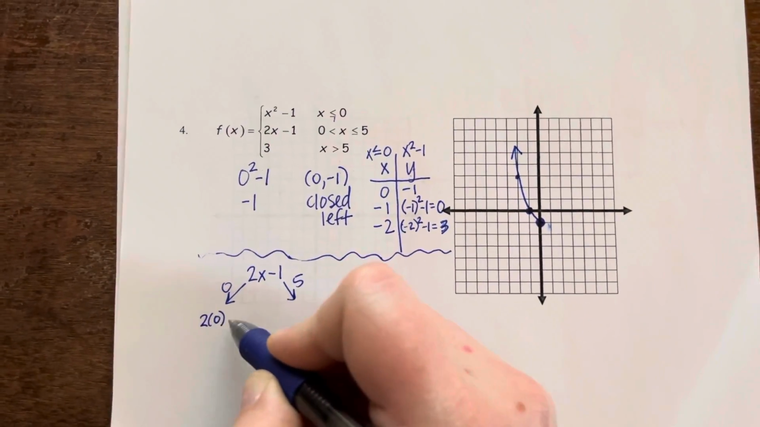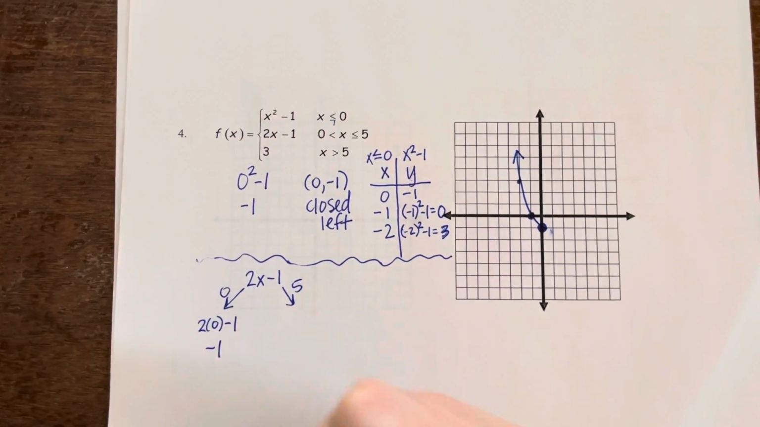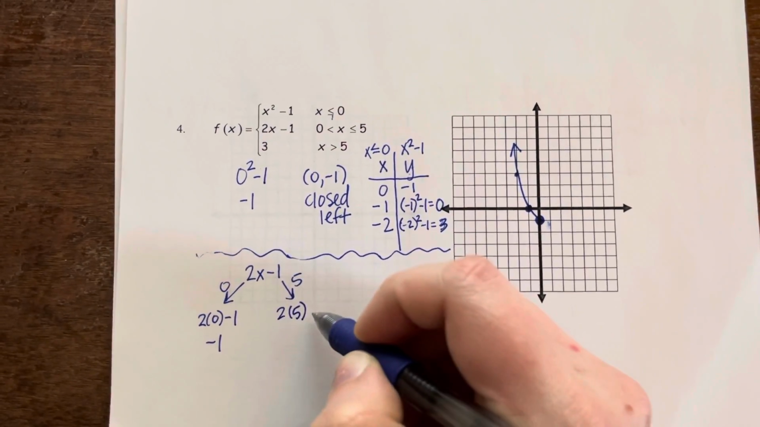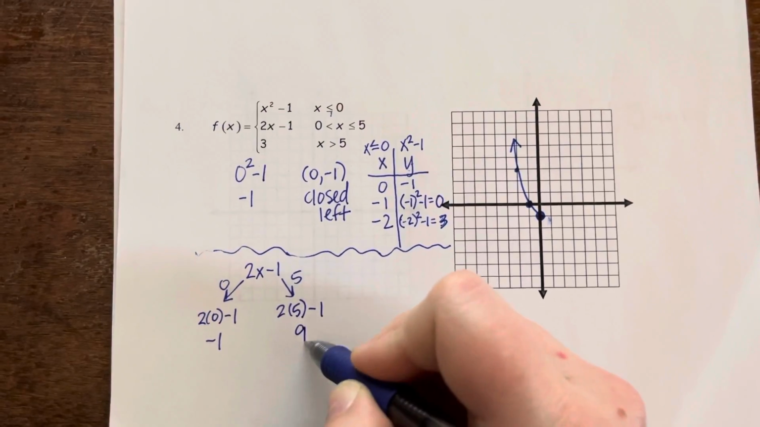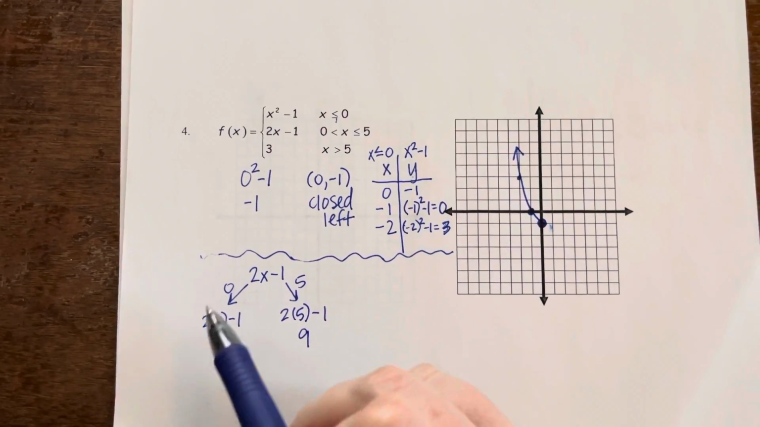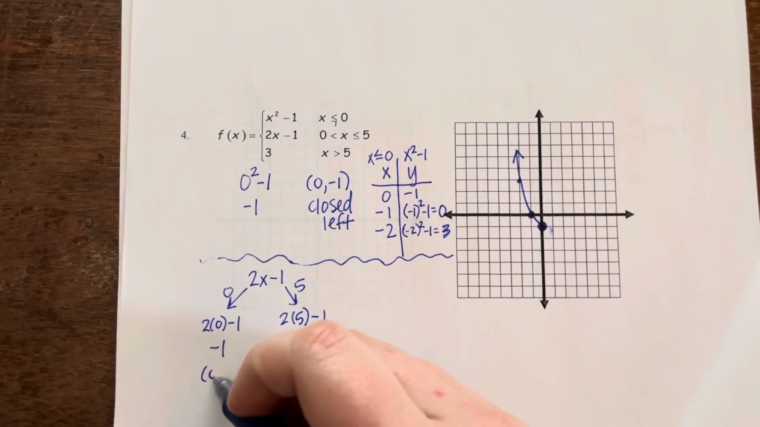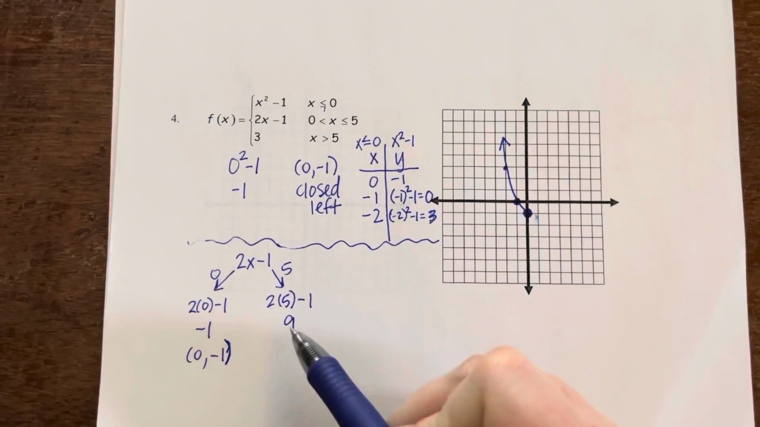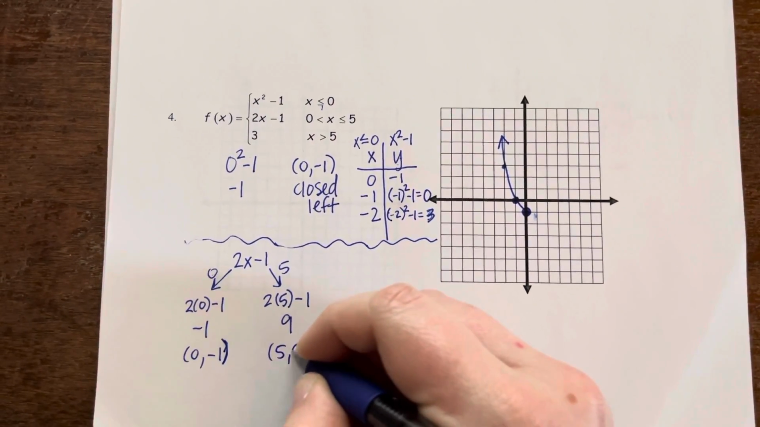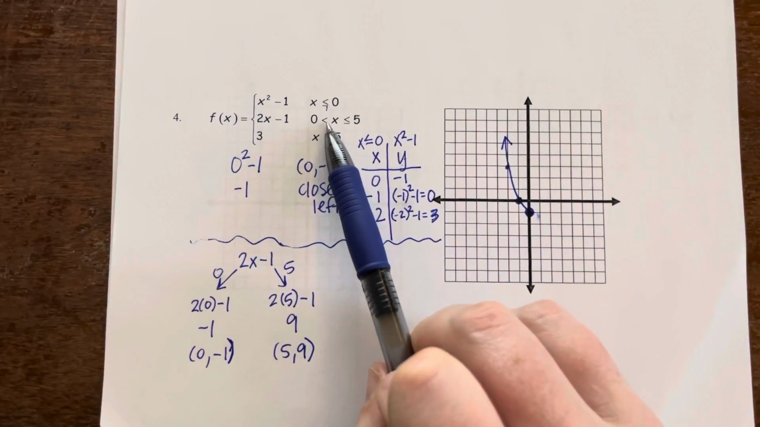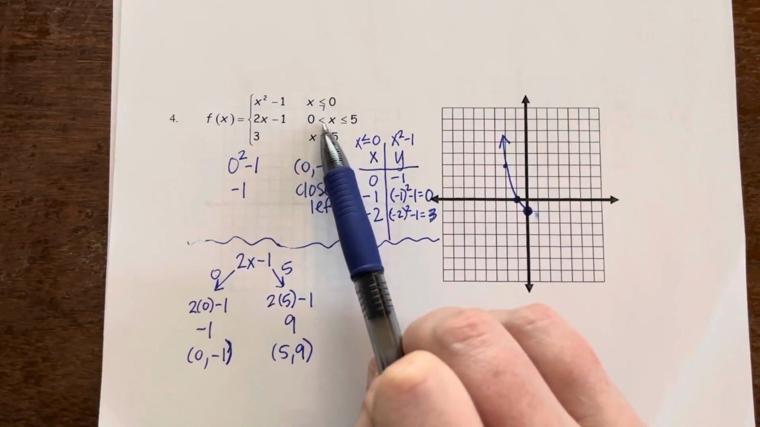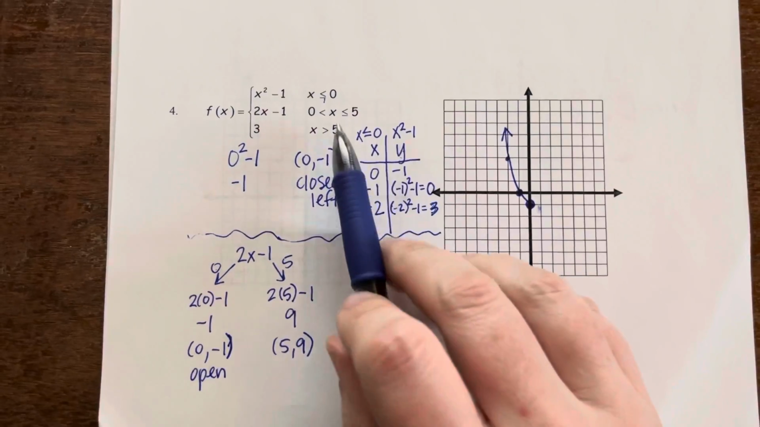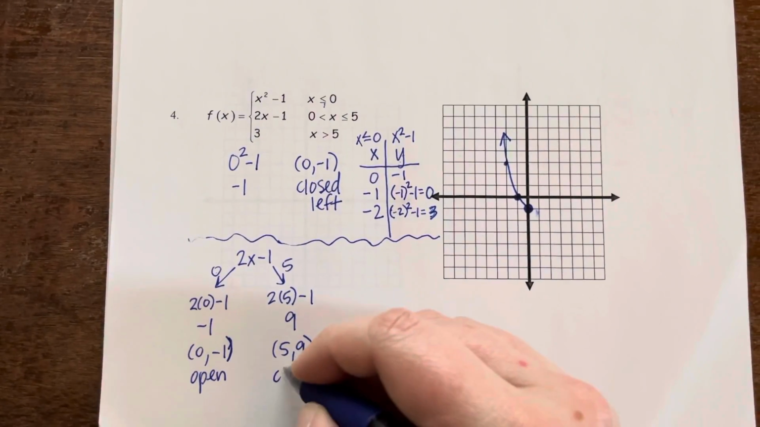So 2 times 0, which is 0, minus 1 is negative 1. Same thing here. 2 times 5 is 10, minus 1, 9. So these are your points. I plugged in 0 and got negative 1. Oh, geez. I plugged in 5 and got 9. Okay, look back up here and see if they're going to be open or closed. This one has no or equal to underneath it. That means this is going to be open. This does have an or equal to. That means this is going to be closed.